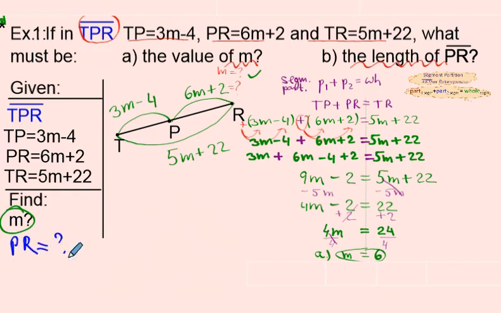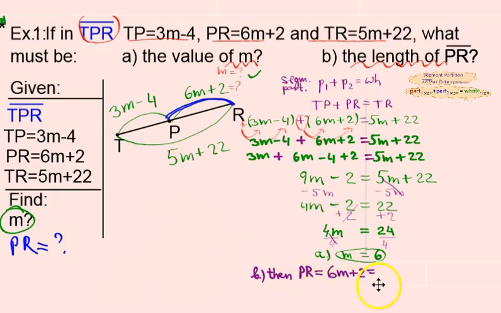Let's observe where PR is. It's very important to find it on the diagram so you accidentally do not start plugging in your m into an expression that represents a different segment. So PR is a segment represented by the expression 6m plus 2. So for that reason, I will begin my computations with stating that PR is 6m plus 2.